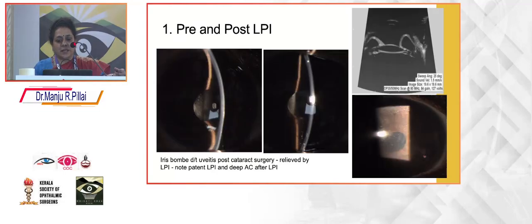In this pre and post PI case, there is iris bombé due to uveitis after cataract surgery. It was relieved by a laser PI. Note that the laser PI was patent and a deep anterior chamber is there after the PI.